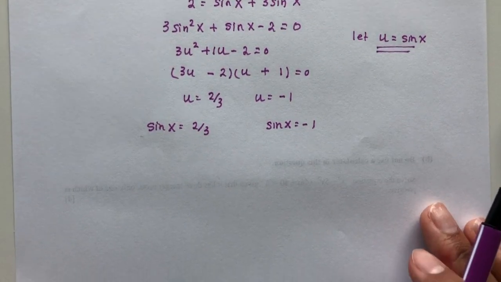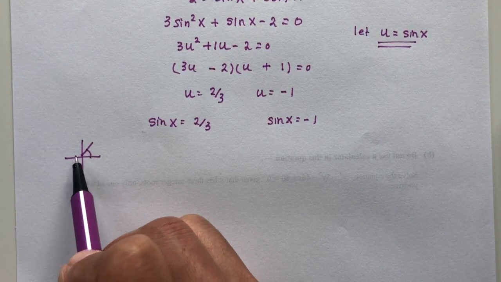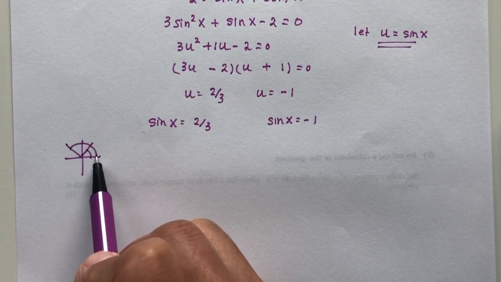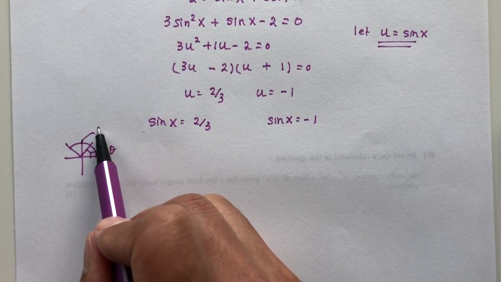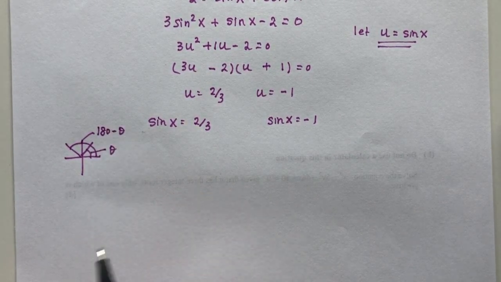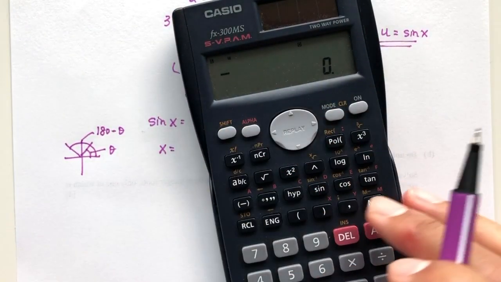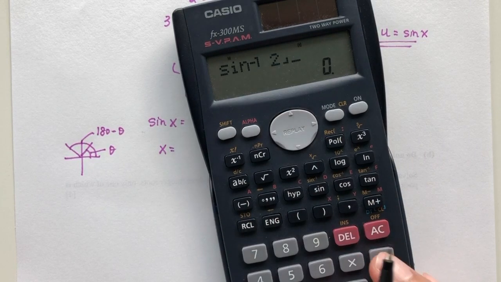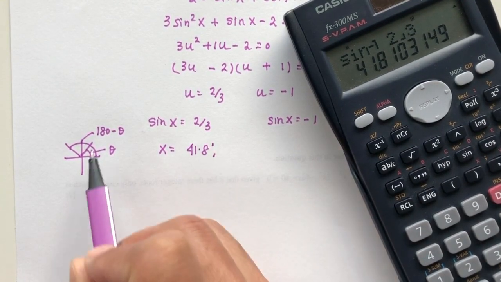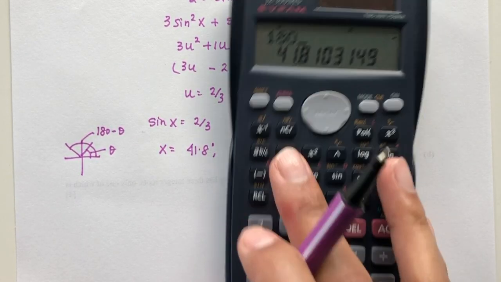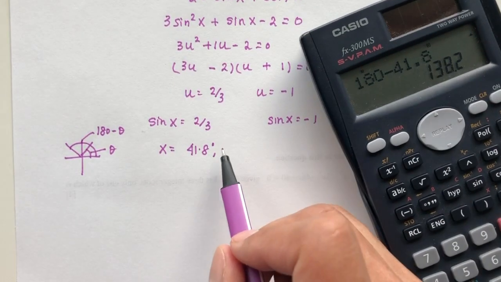So let's take them one by one. If sine is positive, the value will be here, or it can be here. Here it is theta, and here it will be 180 minus theta. So let's find that. What is the value of x? That will be sine inverse of 2 over 3, which is 41.8. So the other will be 180 minus 41.8, which is 138.2.